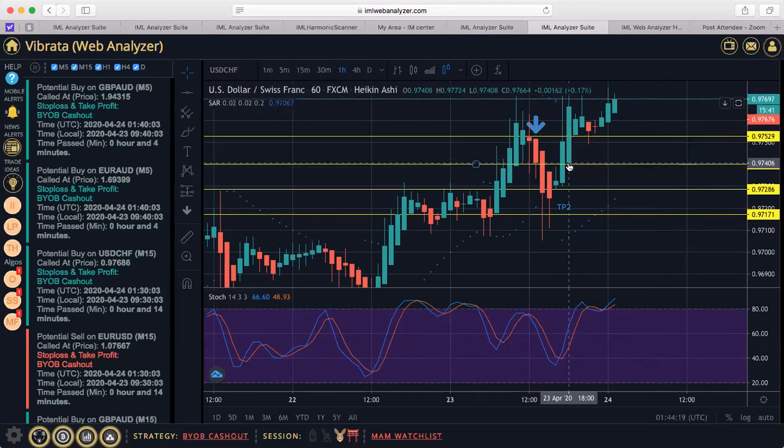I cannot explain a Heikin Ashi candle on a MetaTrader 4 because it's not on there. So you cannot explain that. The Heikin Ashi candle is not on there.